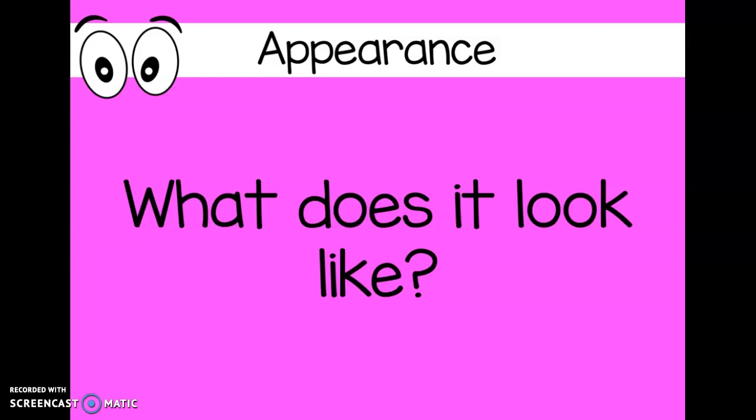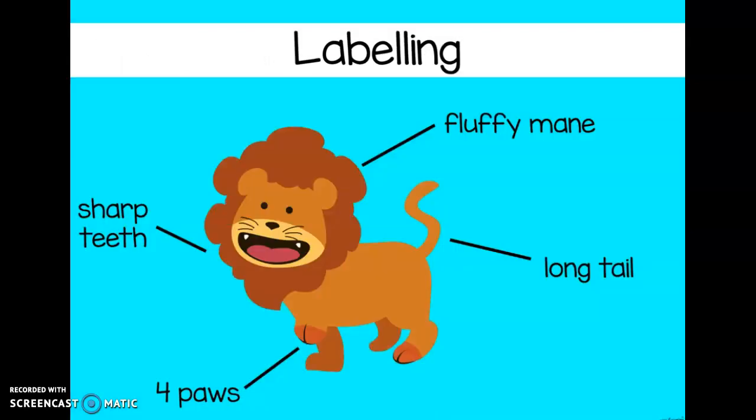So the first animal we're going to have a look at has already been labeled for us, and it is the picture of a lion. When you see the picture of the lion, I want to see, can you notice anything about the way the person has labelled the lion? So I'm going to read them for you. Sharp teeth, 4 paws, long tail, and a fluffy mane. So again, we're just describing what the animal looks like from the outside.